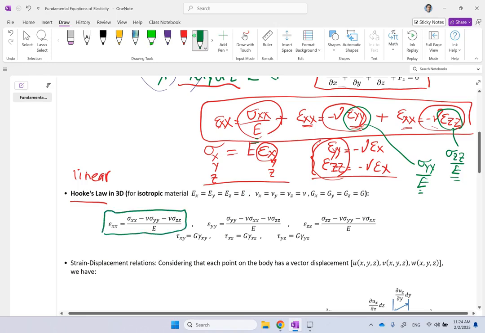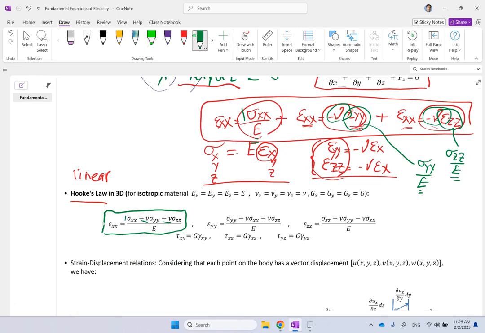Look at it. The E is there. The first one, the coefficient of sigma xx, is 1. The second one has a negative nu. The third one has a negative nu, as you can see. So this is epsilon xx based on the sigmas in the y direction, z and x. This is epsilon yy, similarly based on, again, the stresses in the other directions. And this is epsilon zz based on those directions. So here we are relating the stresses to the strains, normal stresses to the normal strains.